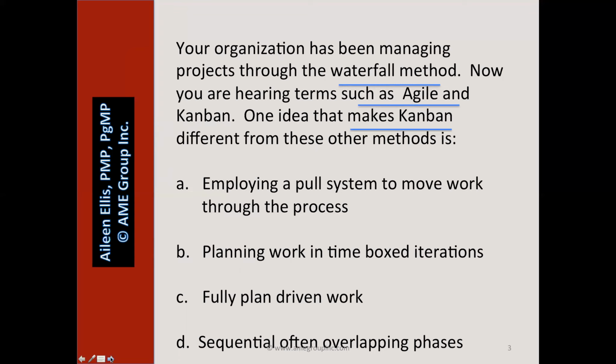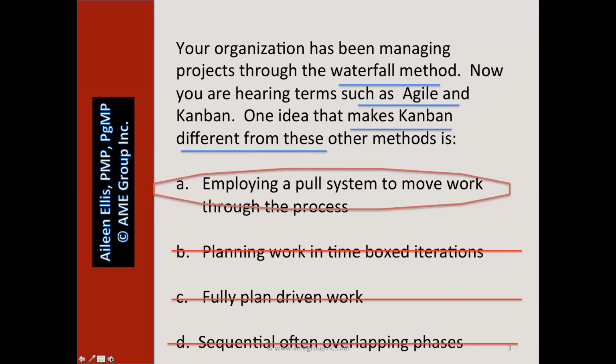The phrase pull system, I'm thinking A is a good answer, but let's keep going. B, planning work in time-boxed iterations. B makes me think of Agile, not Kanban. C, fully plan-driven work. This makes me think of waterfall. D, sequential, often overlapping phases. This makes me think of waterfall. Therefore, answer A is the best answer.